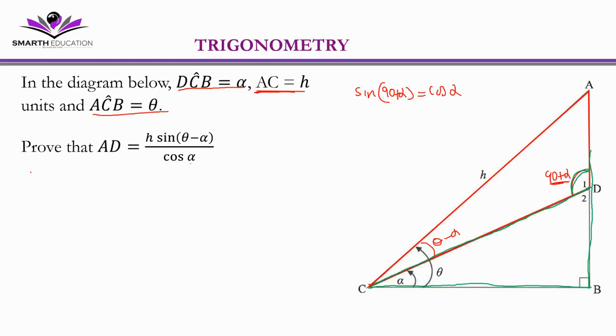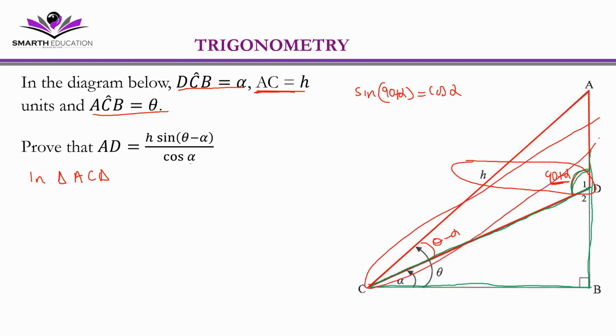So let's say in triangle ACD, we have the angle and the side. Remember, we want to find AD, and then we have the angle here and the side AD. So we can say sine 90 plus alpha over what? Over the side H is equal to sine theta minus alpha over the side AD.